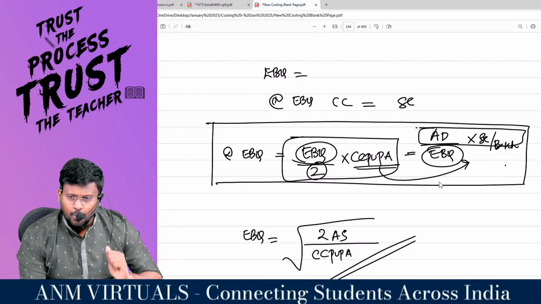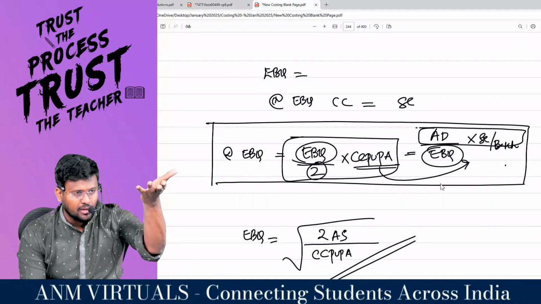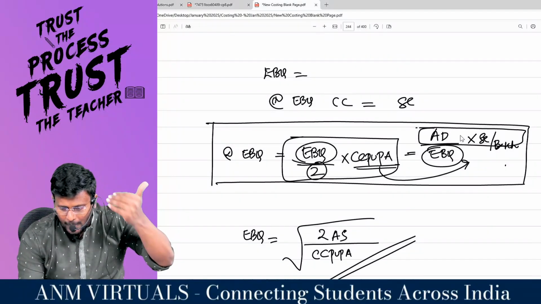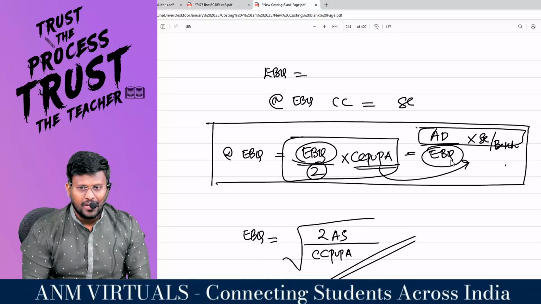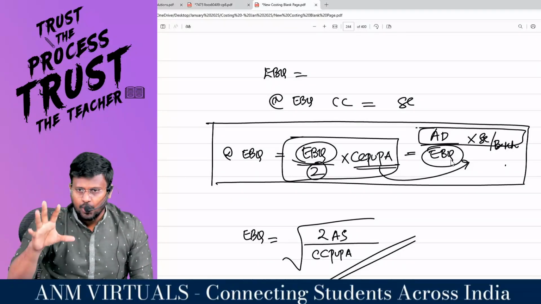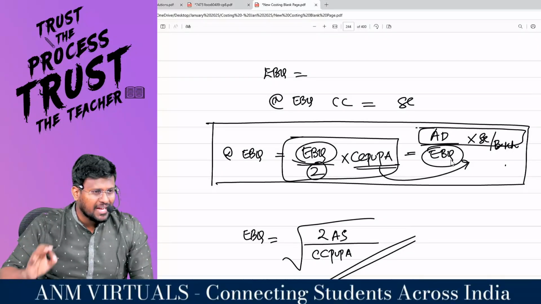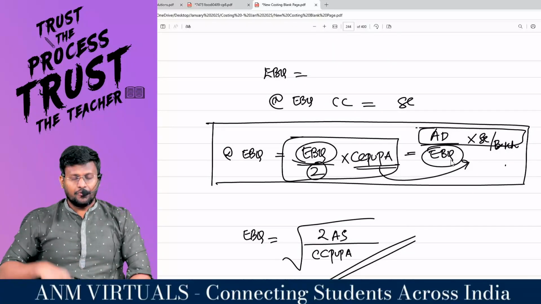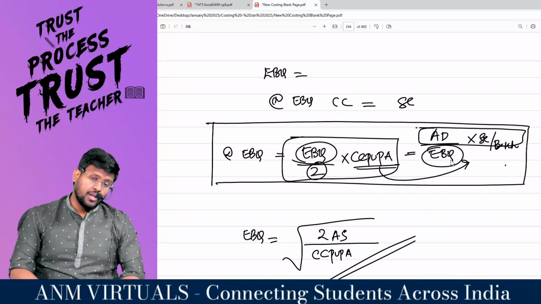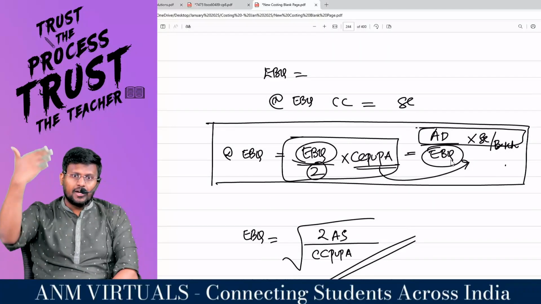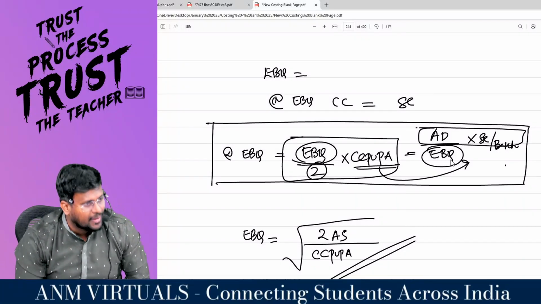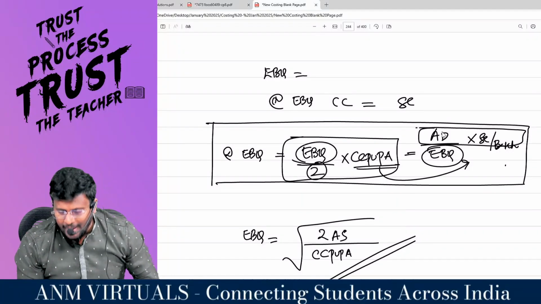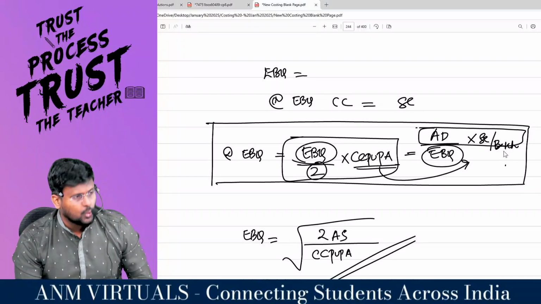How much setup you will make depends upon how much demand you need. So annual demand divided by EBQ. For example, I need 500 units. If in every batch I am going to manufacture 10 units, then 500 divided by 10 means 50 batches. Or if in every batch I produce 50, then 500 divided by 50 means 10 batches. That's why annual demand divided by EBQ, into setup cost per batch.